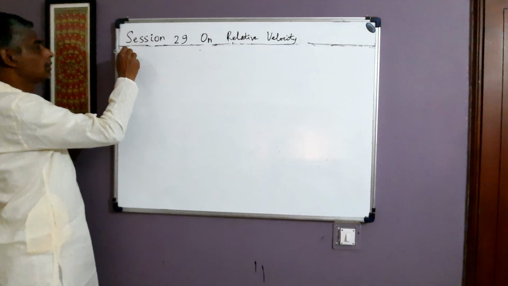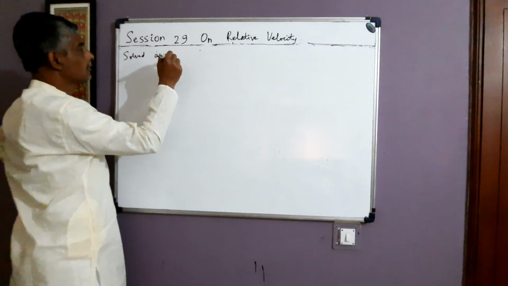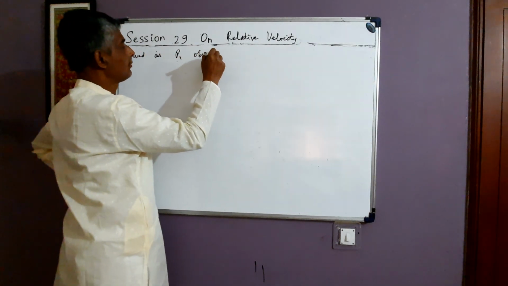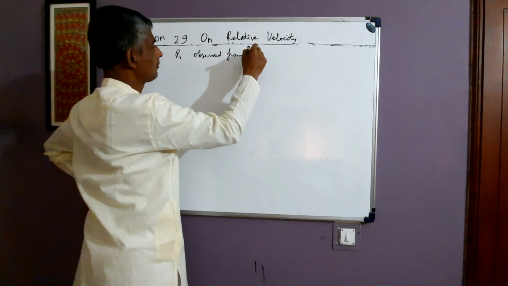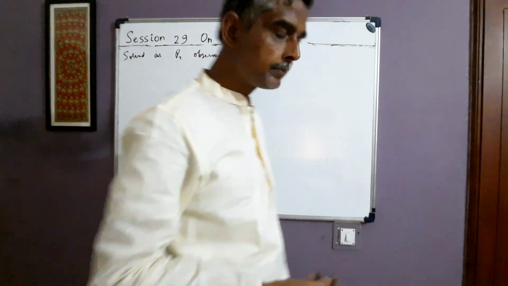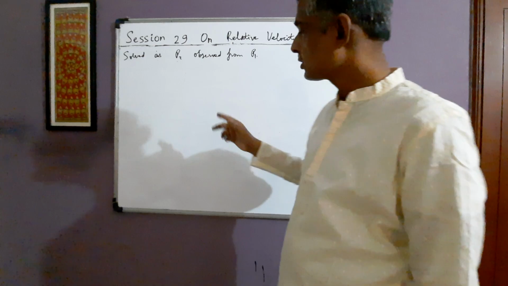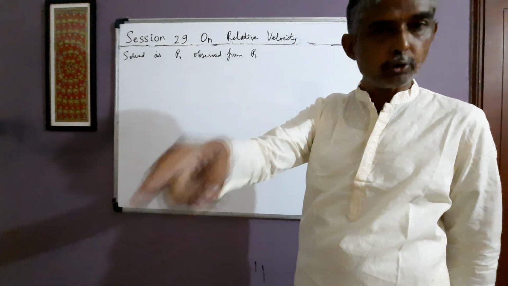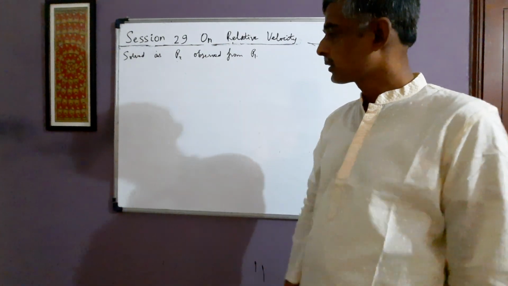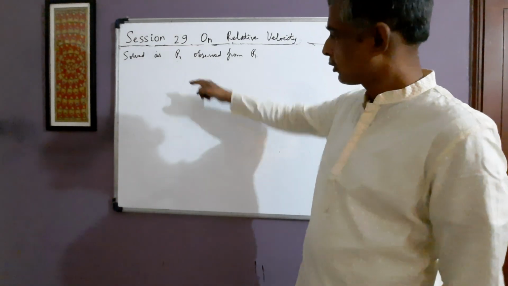So solved as P2 observed from P1. Now first point which I'm repeating: accelerations of these two points are as given for all the three cases. So what we'll do is first find the relative acceleration of P2 with respect to P1 in ground frame for all the three cases A, B, C.